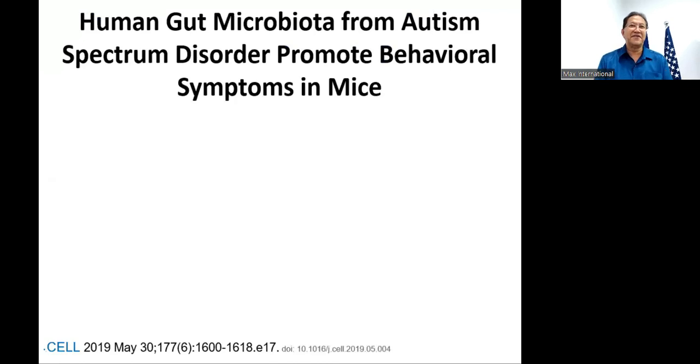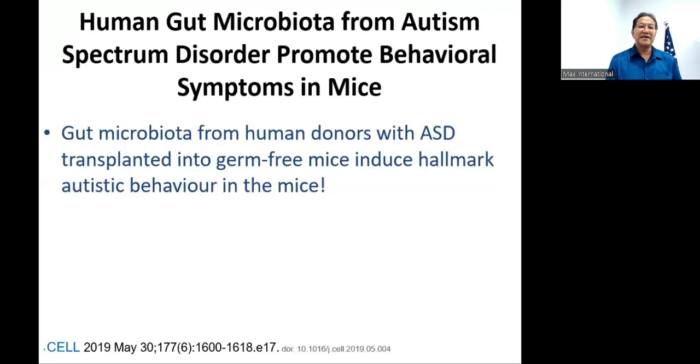This experiment is very, very interesting. Human gut microbiota from autism spectrum disorder promote behavioral symptoms in mice. Okay, they take from the humans, and the mice became autistic. So what other proof do you want to see? Gut microbiota from human donors with ASD transplanted into germ-free mice induced hallmark autistic behavior in the mice.